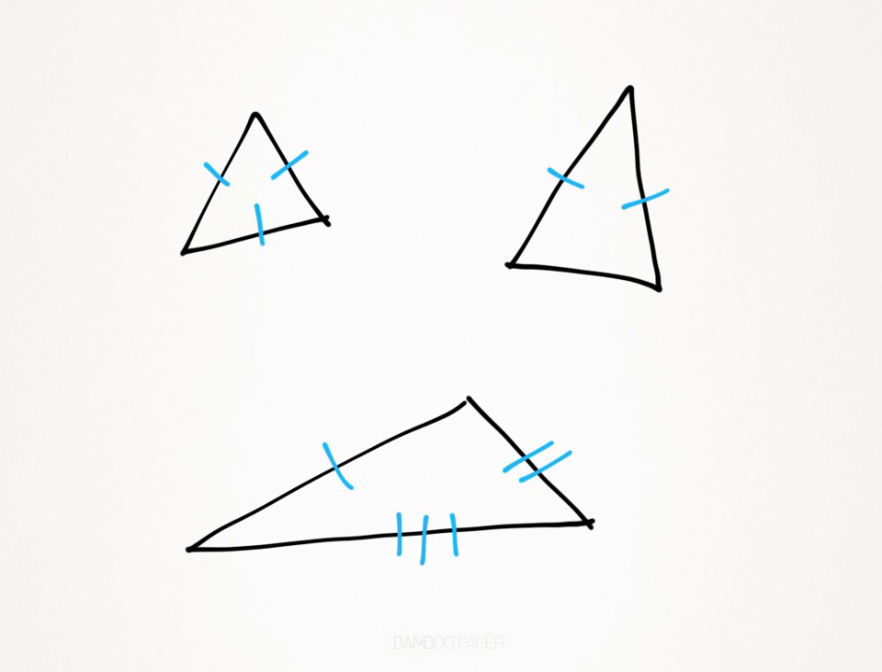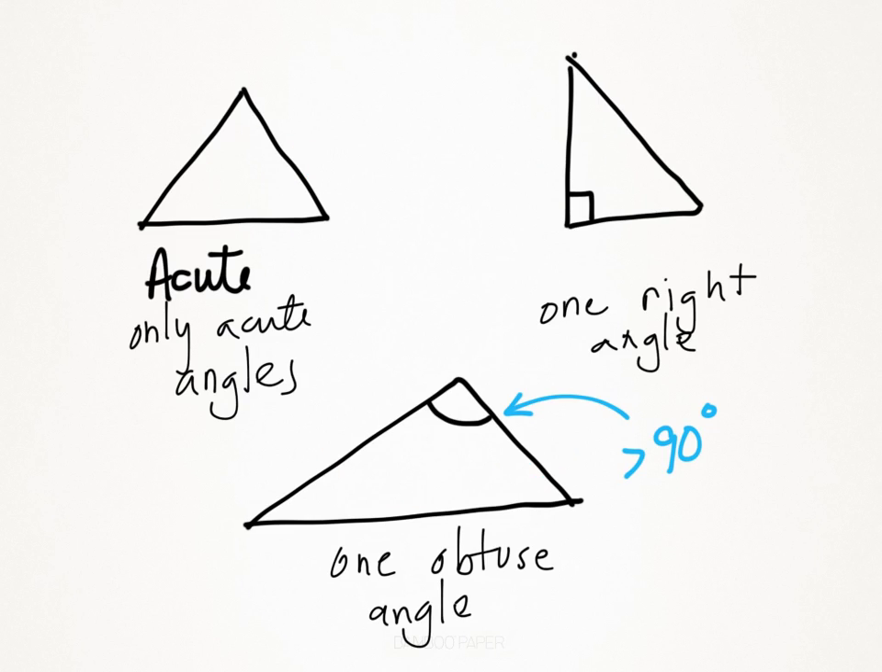And then we can classify the triangles based on angles. Acute, only acute angles involved. If you have one of the others, right or obtuse, then it would not be an acute triangle. Right triangle only has one right angle, obtuse only has one obtuse angle.